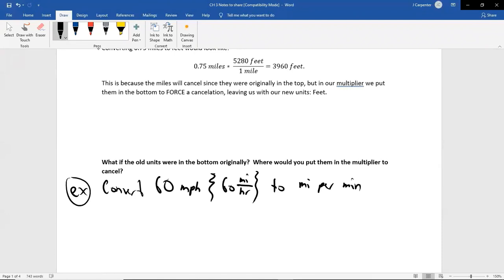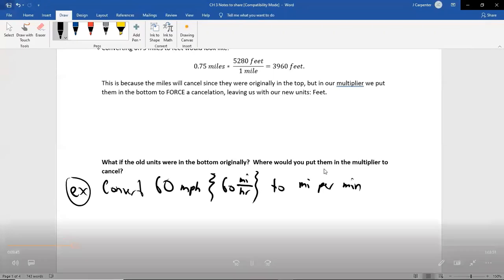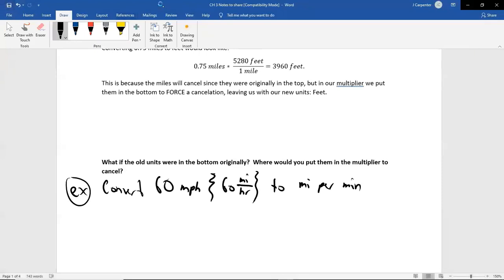And I know it seems goofy, I guess, that MPH is miles per hour. But traditionally, M stands for meters. Again, traditionally, M stands for meters, not miles, unless you were using the abbreviation MPH.